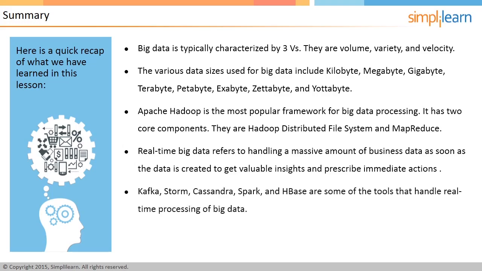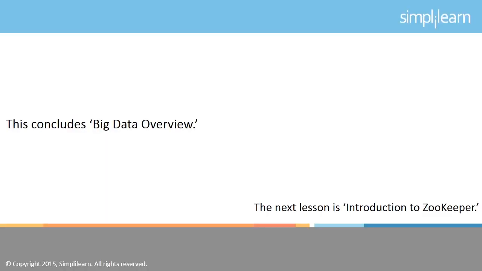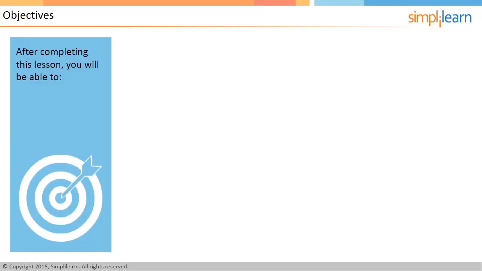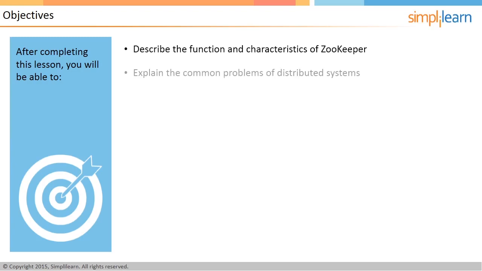Hello and welcome to Lesson 2 of the Apache Kafka course offered by Simplilearn. This lesson provides an introduction to Zookeeper. After completing this lesson, you will be able to describe what Zookeeper is and how it functions, and explain some of the common problems of distributed systems. You will also be able to illustrate the data model for Zookeeper and compare how the two types of Znodes are different from each other. Furthermore, this lesson will help you discuss a few Zookeeper recipes and the way they handle some of the problems of distributed systems.